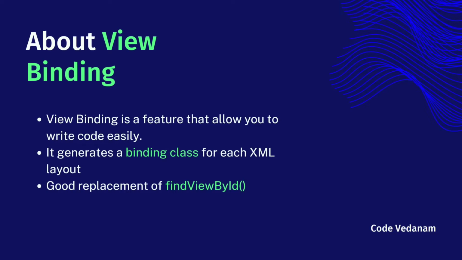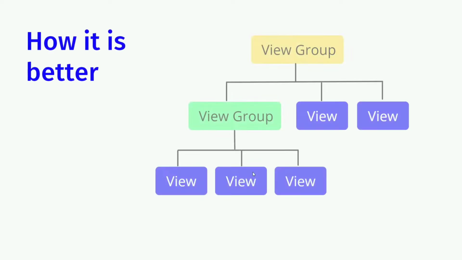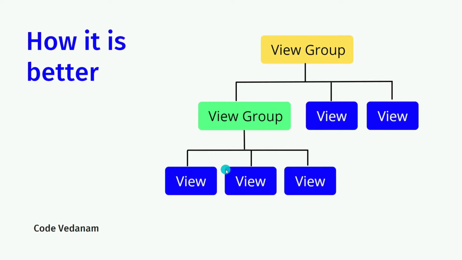Okay, so what is view binding? View binding is a feature that allows you to write view interactable code more easily, and whenever it is enabled for a project, it will generate a binding class for each XML layout file in that project. In other words, it is a good replacement of the findViewById method. So let's see what and how it is better than the findViewById method.